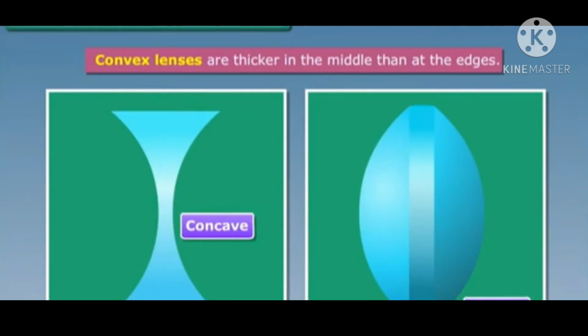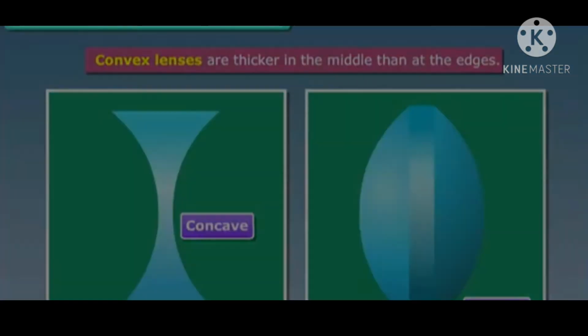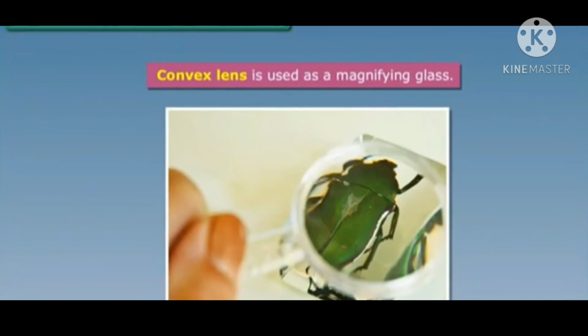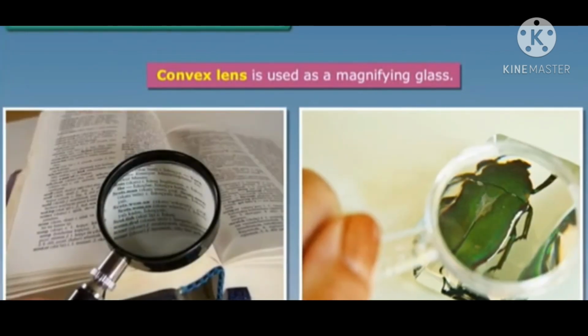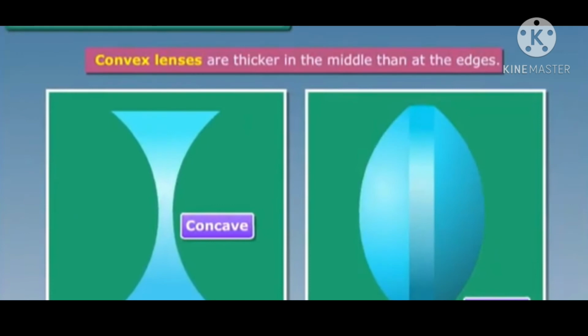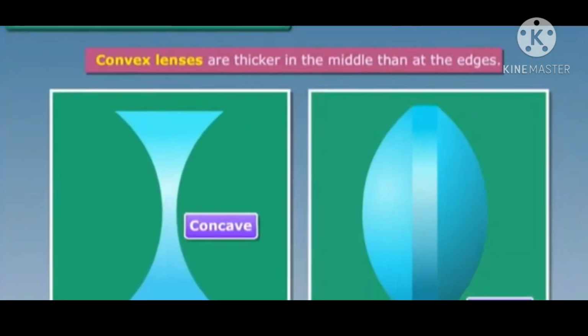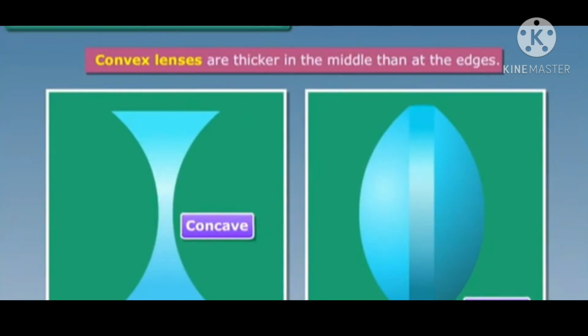Let us discuss one by one. The very first, convex lens. The lens which is thicker in the middle and thinner at the edges is called convex lens. It is a converging lens and has a real focus. The second one is concave lens. The lens which is thinner in the middle and thicker at the edges is called a concave lens.